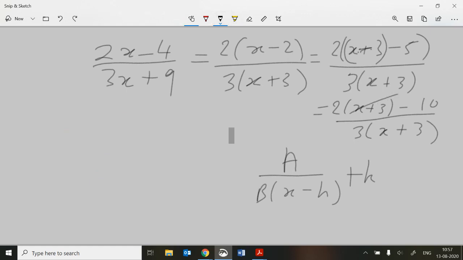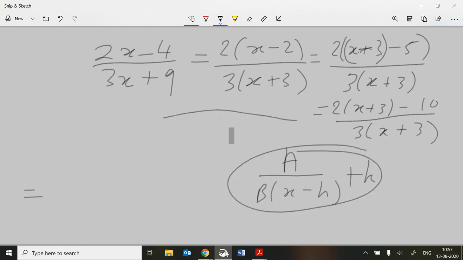And when we split that up, we can see that this and this is going to cancel on the left-hand part. Sorry, that's just a bit of an aside. Just come over here. So we've got 2 divided by 3 left when this and this cancels. And then we have minus 10 divided by 3 over x plus 3. Now we have things in this form here. So we have essentially a is minus 10, a is 2/3, h is minus 3, and b is 3. Okay, but there we go. That's one technique for this.